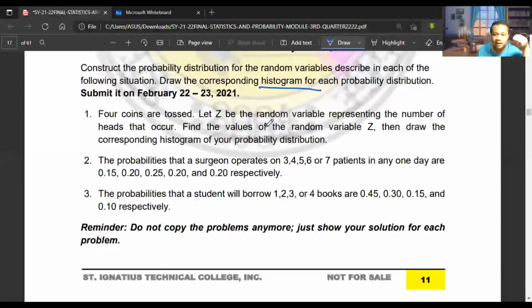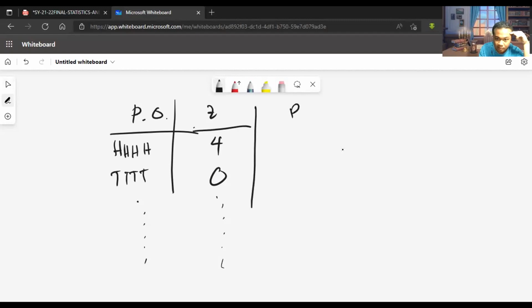Next is, draw the corresponding histogram of your probability distribution. So we don't have the probability here, right? So how many times does it happen, the number of variables? So that's 4, right? So how many times does the 4 appear among the outcomes of our random variable? Okay? So it's only once, right? Only once, because the others are HHHT, so it only happens once.